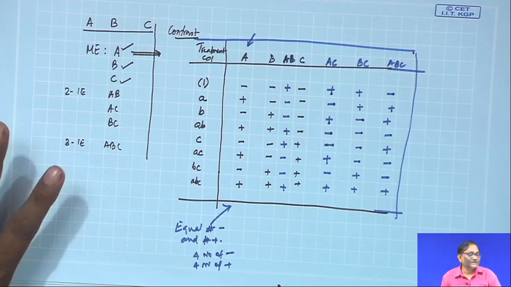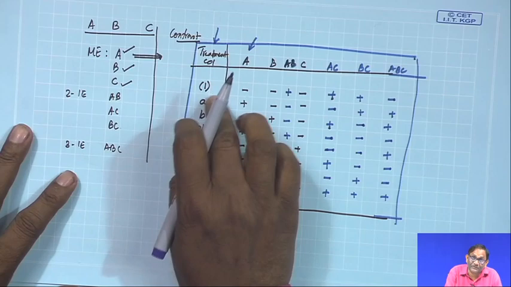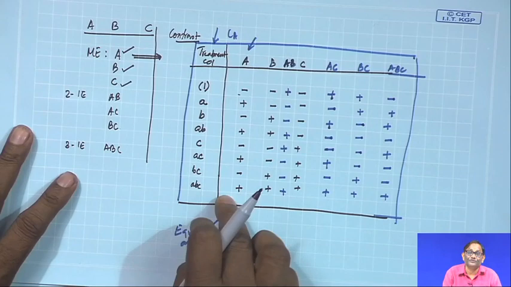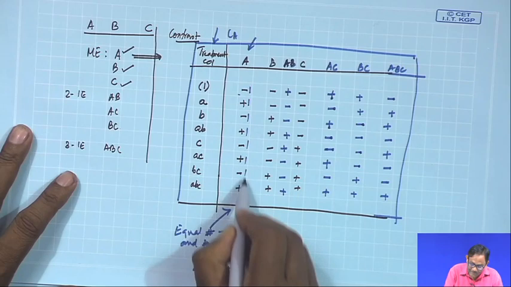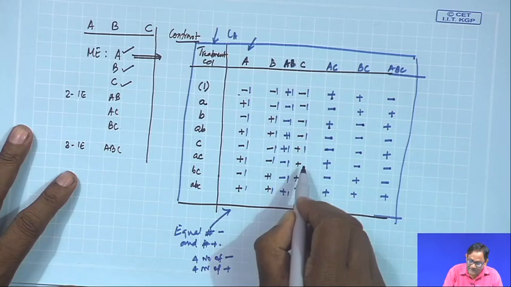Algebraic signs. And this one, the treatment combination column, this also gives you the y total. This is basically the total of y when all are at that setting. So, if you want to get the contrast for A, you take the dot product of these two columns. How? You just put minus 1, plus 1, all put 1 here.